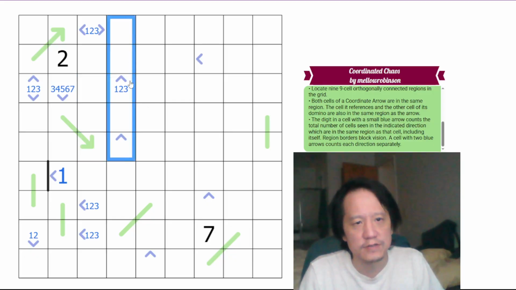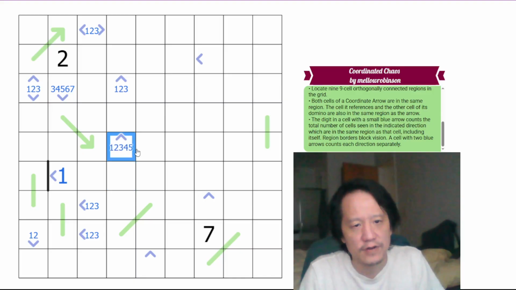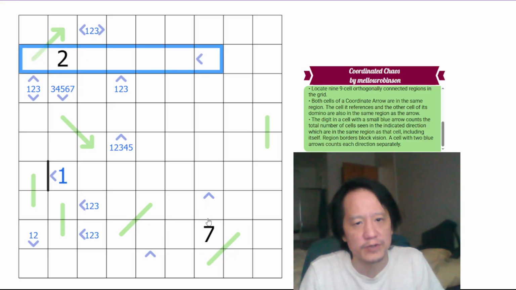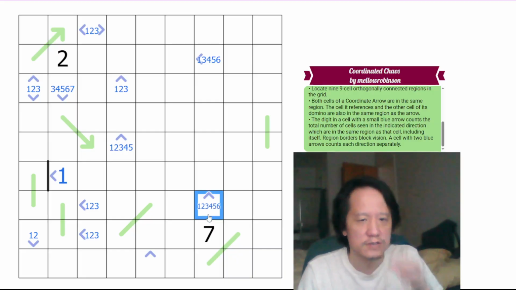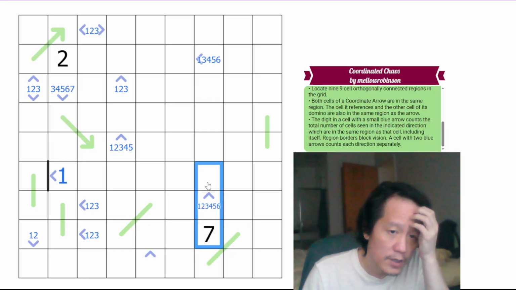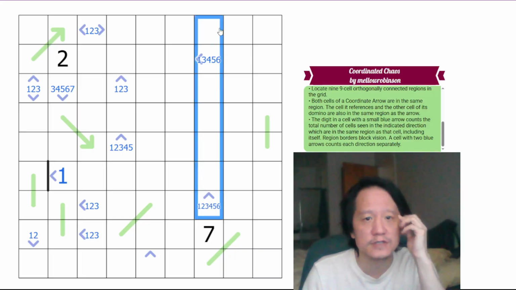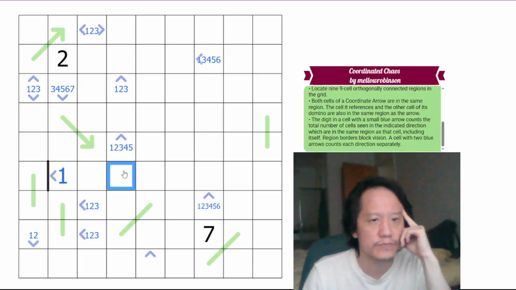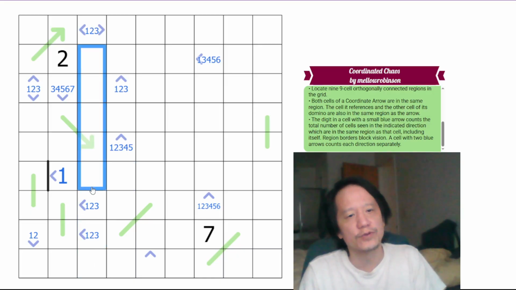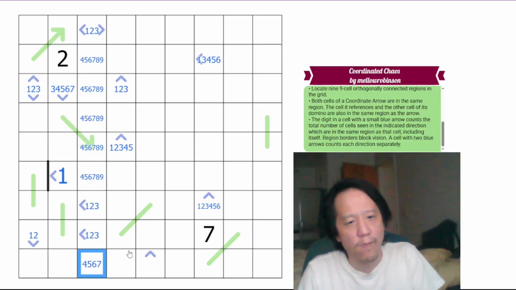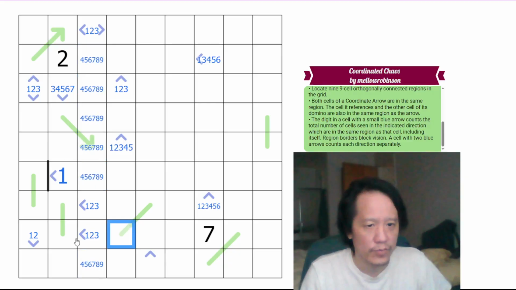This sees 1 through 5. This is 1 through 9. This is 1 through 7, but 7 can't be there because of the 7 in the column. So this is 1, 3, 4, 5, 6. This is 1 through 3, 4, 5, 6. Yeah, because that's 7 that way. So the rest of column 3 is 4 through 9. Okay.